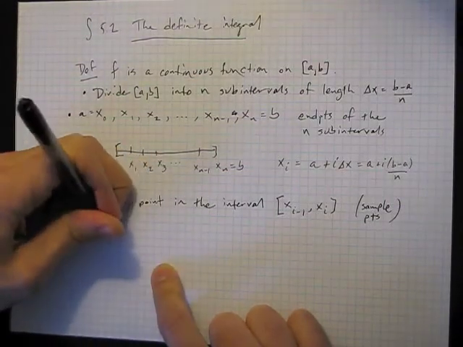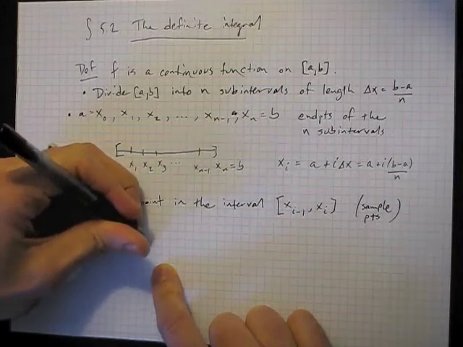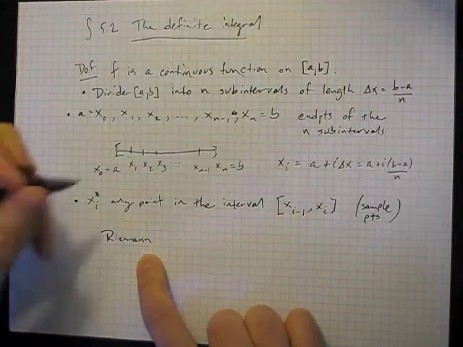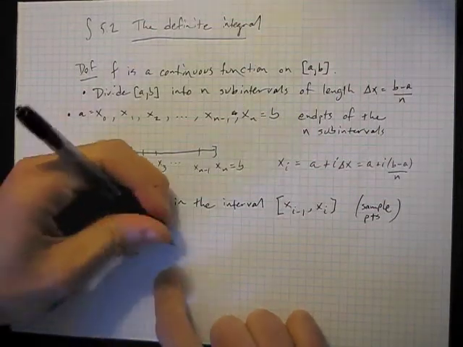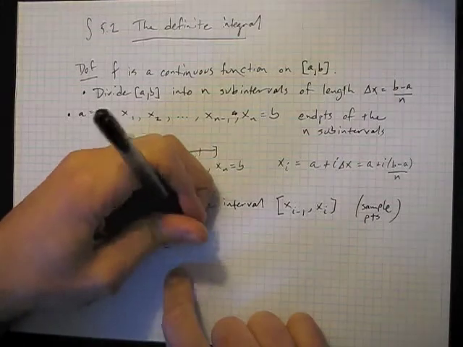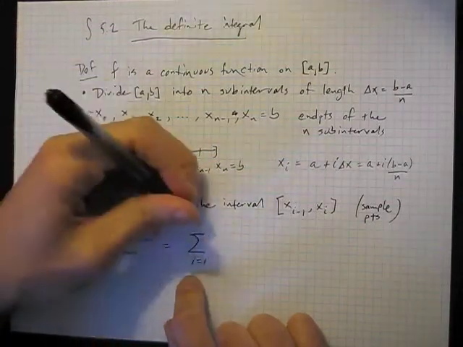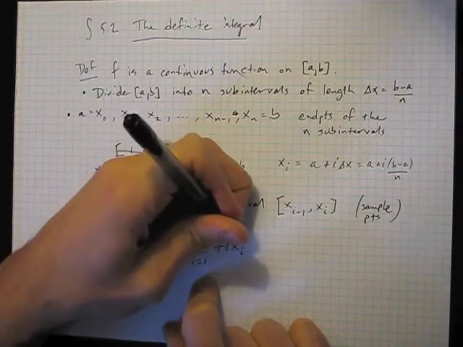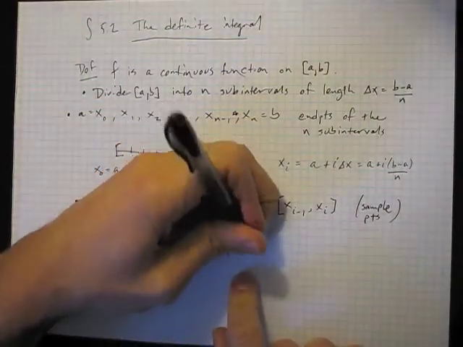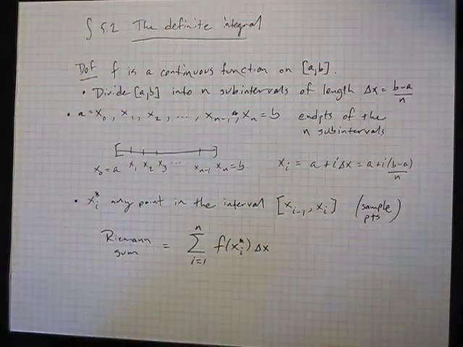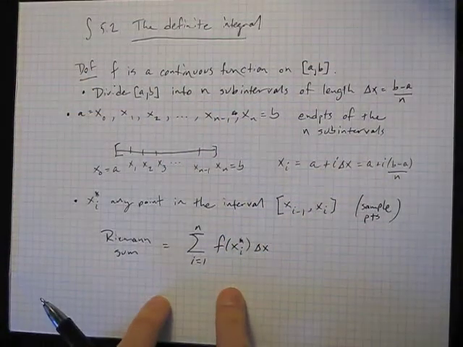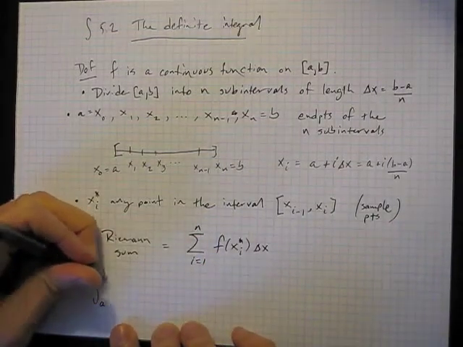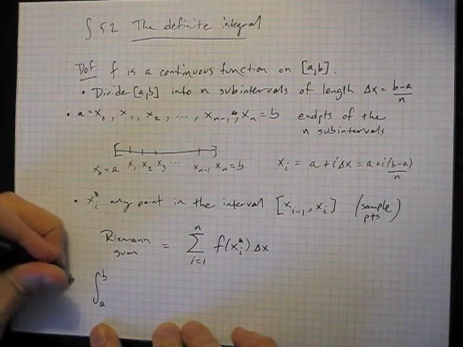So the Riemann sum, R-I-E-M-A-N-N, say it with me, Riemann. The Riemann sum is the sum where we let i go from 1 up to n, and we take f, evaluate f at the sample point, and multiply by the width. So this is the Riemann sum for n pieces.